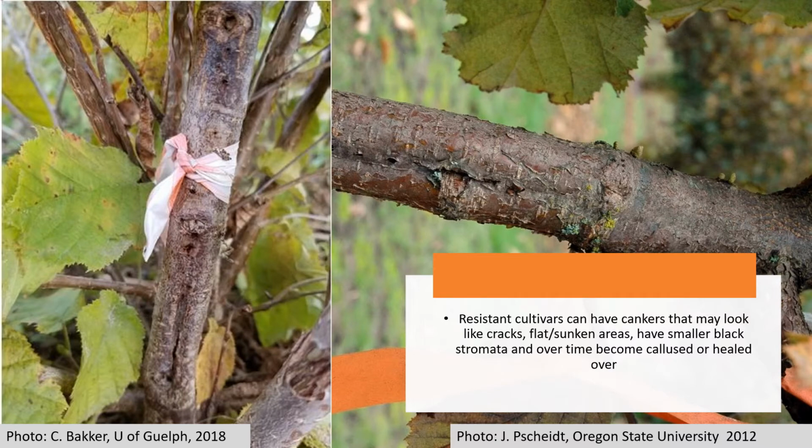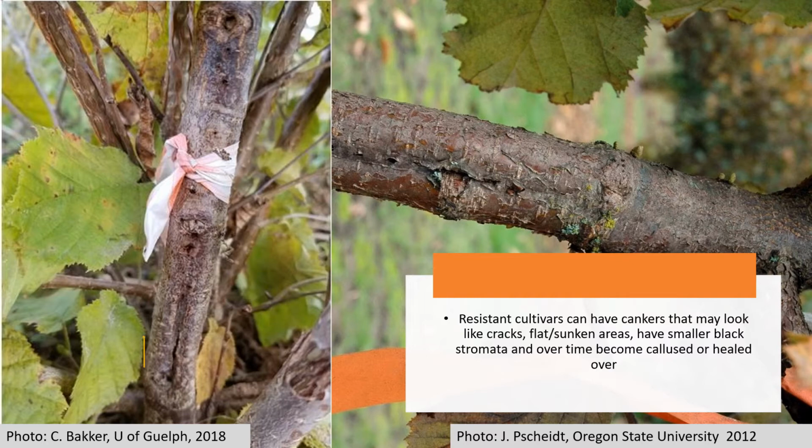We do have a number of resistant cultivars growing in Ontario orchards. It is important to be aware that these resistant trees can get infected by Eastern Filbert Blight, but that the tree has a capacity for dealing with the disease and preventing it from spreading and killing it. So what that means is you can find cankers on resistant cultivars.